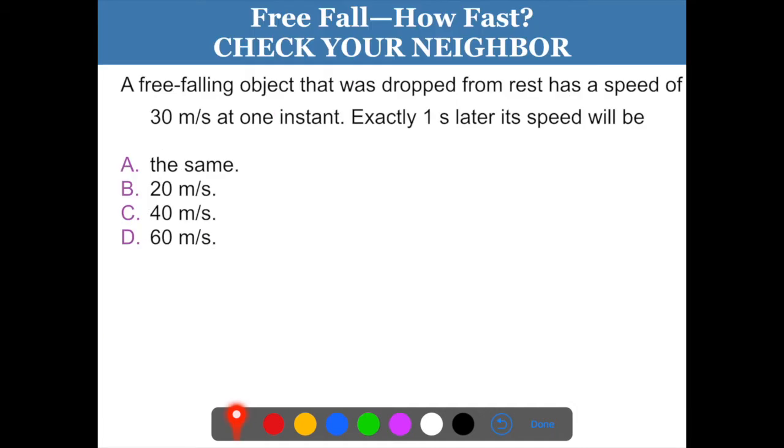And we have here a problem which says that a free-falling object was dropped from rest and it had a speed of 30 meters per second at one instant. Exactly 1 second later, what will be its speed? I'll give you a few seconds to think about this question and come up with an answer, and then we'll look at the answer and the explanation for that.